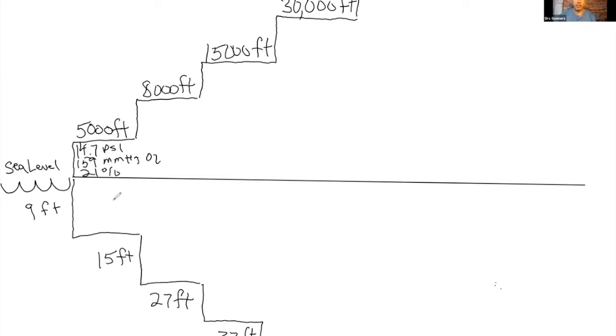Now, the 14.7 is sea level, and that's the amount of pressure that our atmosphere puts on the air at sea level, which creates a pressure of oxygen of 159 millimeters of mercury. And no matter where we go, whether we're ascending up or descending down, the actual percentage of oxygen in the air is always 21%, basically, okay?